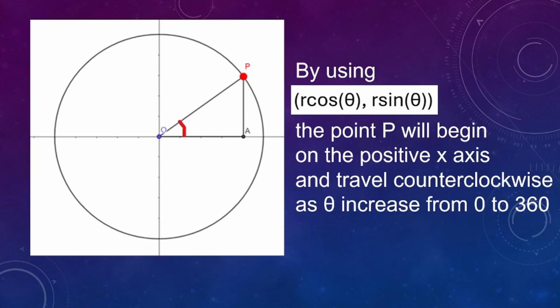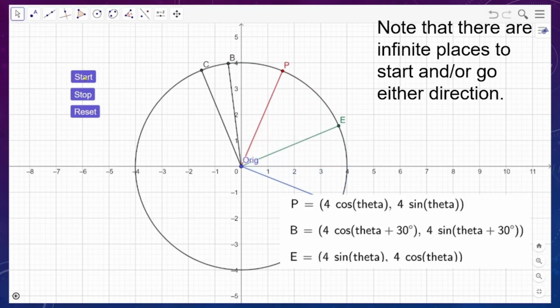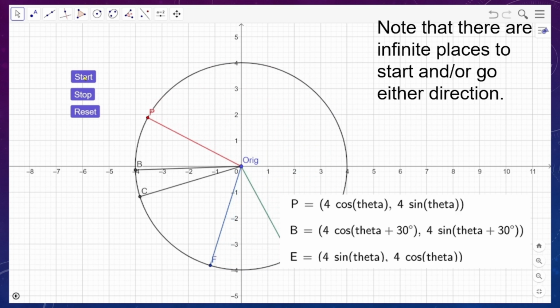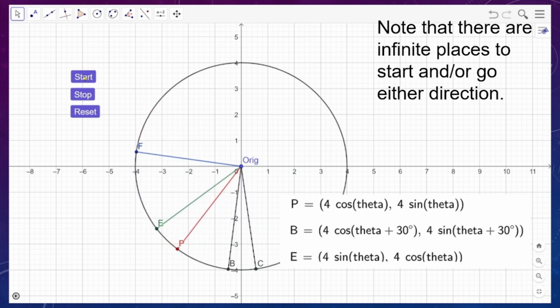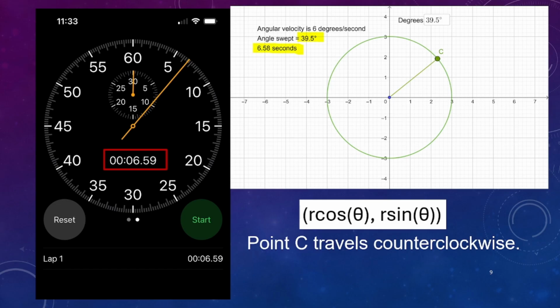So by using r cosine theta, r sine theta, the point P will begin on the positive x-axis and travel counterclockwise as theta increases from 0 to 360 degrees. Sometimes we call that the parametric equation. But note that there are an infinite number of places to start, and we can also go in either direction. So we really should call it the most common parametric equation, since there are an infinite number. But back to our situation.